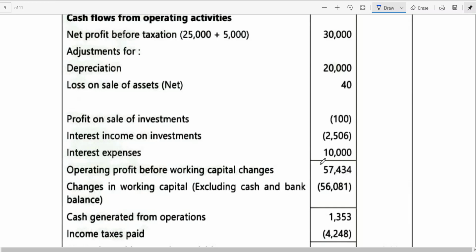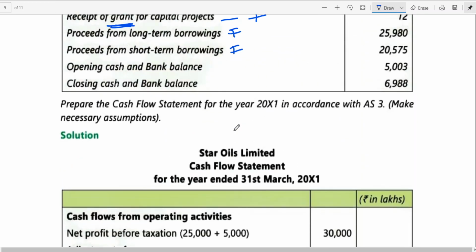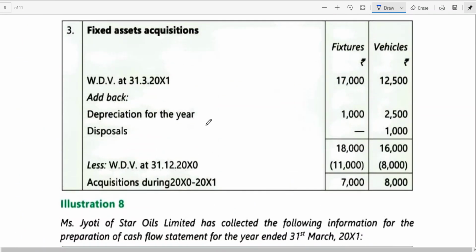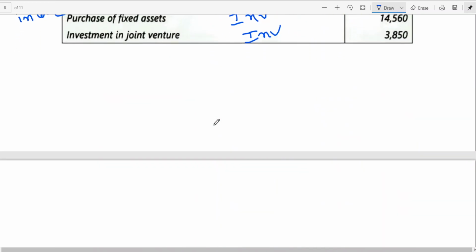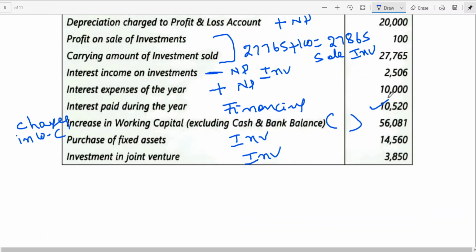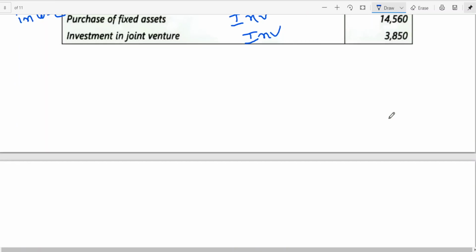Interest expenses, also the logic I've explained already, 10,000. So interest expenses of 10,000 is to be added, and then interest expenses paid is to be taken as financing activity. This I have told you already. 10,000 added to net profit, and this will be taken as financing activity.